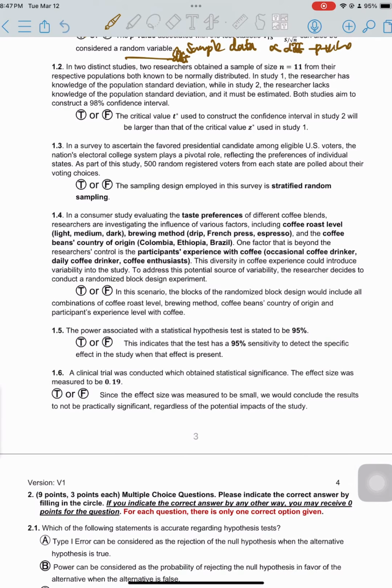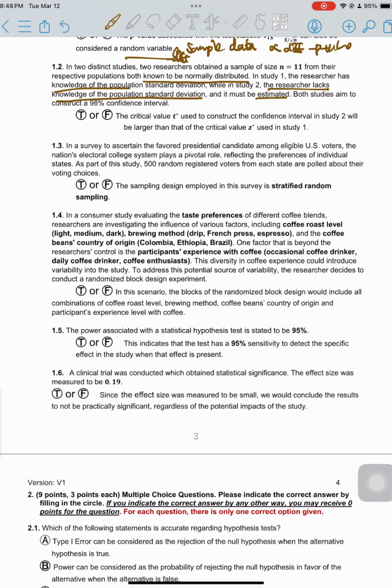Okay, this question asks, researchers obtain a sample of size n equals 11 from their respective populations, both known to be normally distributed. In study 1, the researcher has knowledge of the population standard deviation, while in study 2, the researcher lacks knowledge of the population standard deviation, and it must be estimated. Both studies aim to construct a 98% confidence interval.